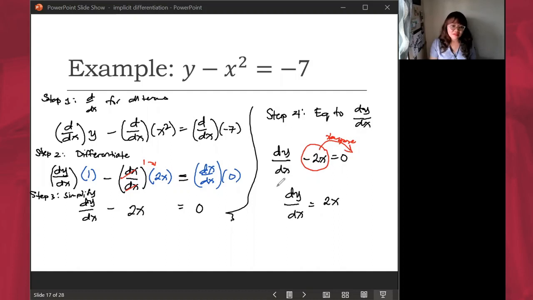And ladies and gentlemen, that's the final answer. Yep, we're done. That's it. So it's not difficult, it's just laborious, right?